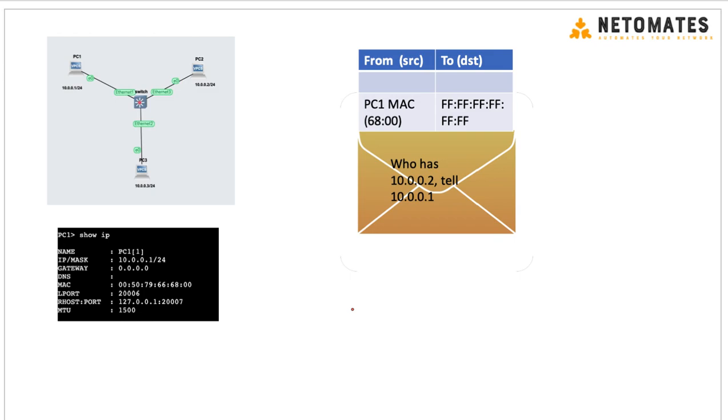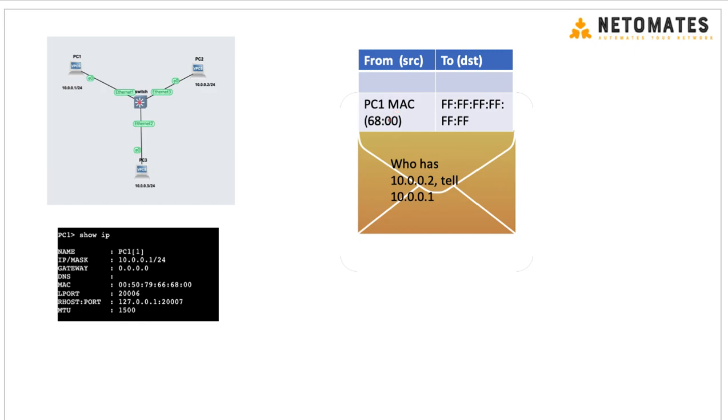So let's see how the switch will populate that MAC address table. Suppose we have PC1 here. When we try to ping PC2, what will happen in the beginning? In order to send the ping packet, PC1 first should know the MAC address of PC2, 10.0.0.2. For that, it will create an ARP request.